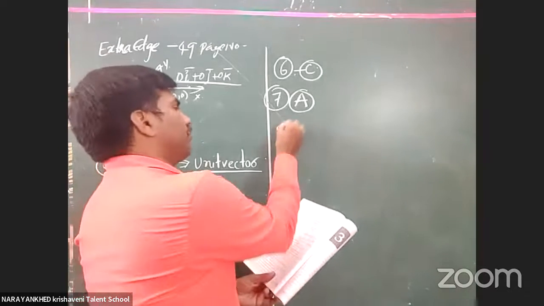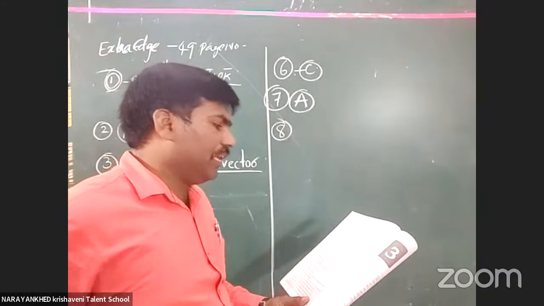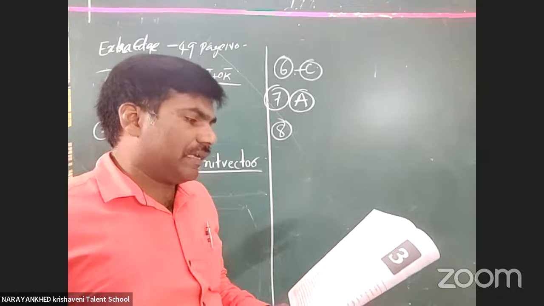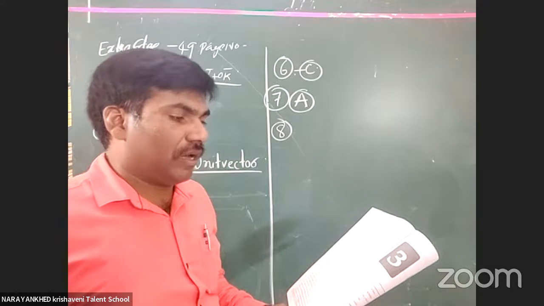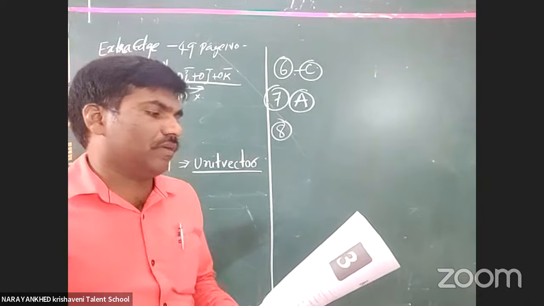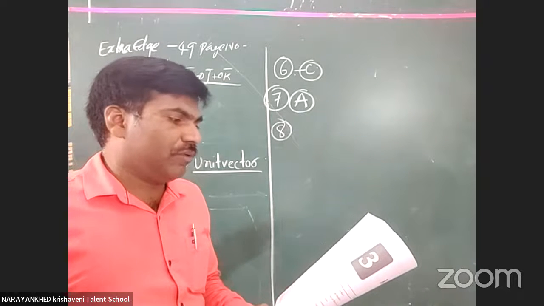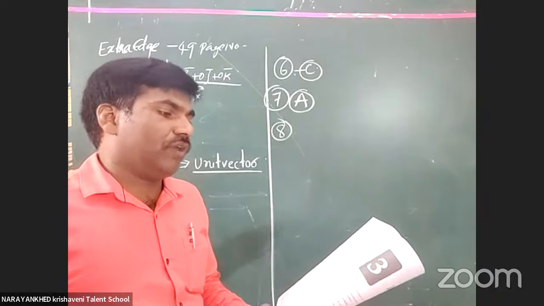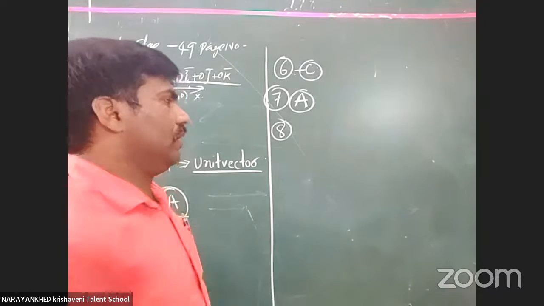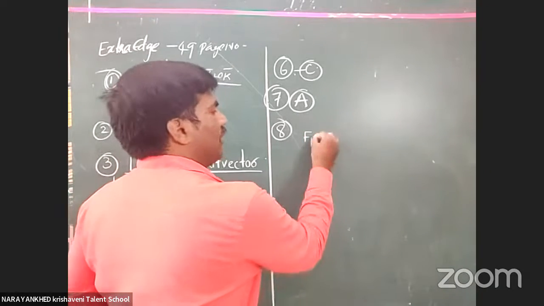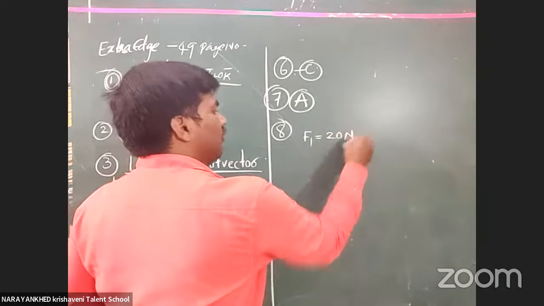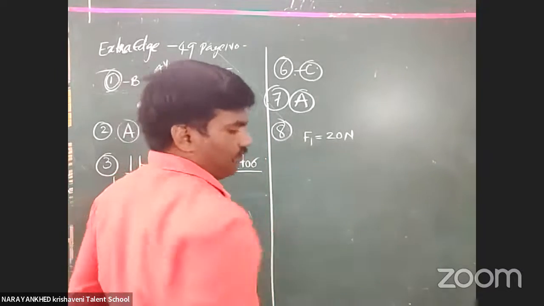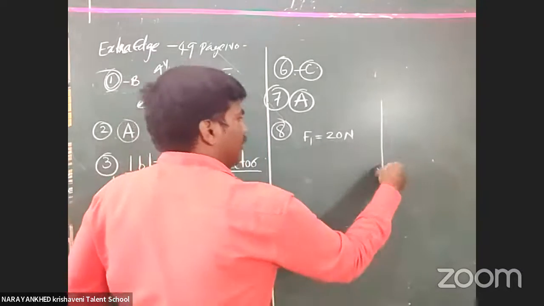Next, the eighth one. If two forces, 20 Newton towards the north and 12 Newton towards the south, are acting on an object, what will the resultant force be? One is towards the north, another towards the south, which means they are opposite in direction. I am taking it like this as the direction. For our convenience we are taking the regular directions.